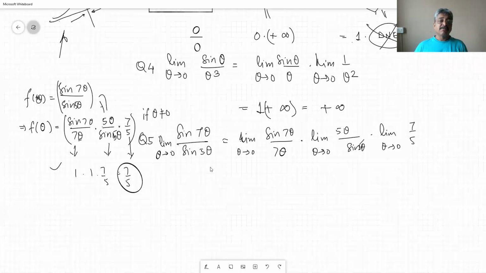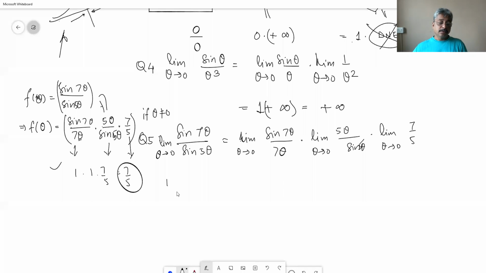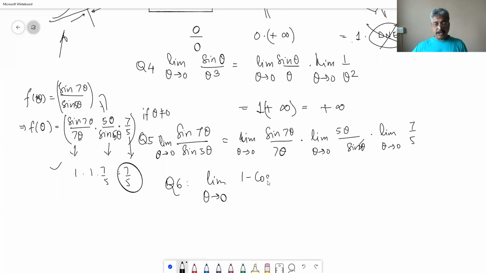Question 6. Question 6 is limit theta tends to 0, 1 minus cos theta upon theta square. Find out.